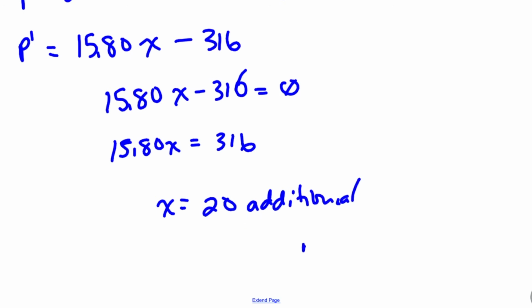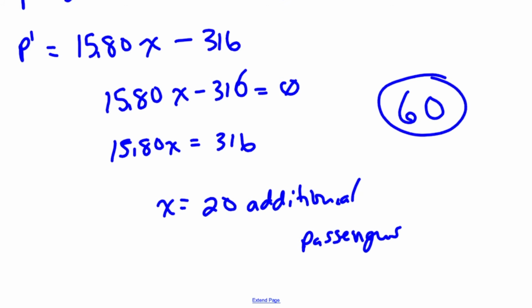Additional passengers. Okay, I don't know if that's how you spell passengers. That might be an A. It doesn't matter. So 20 additional passengers, which means the total would be 60.